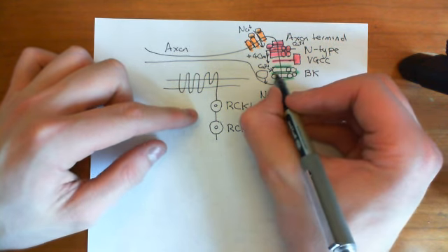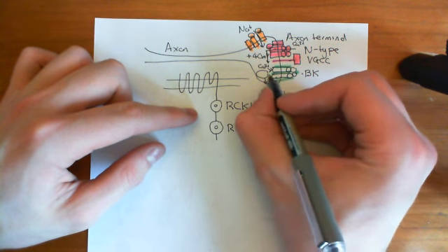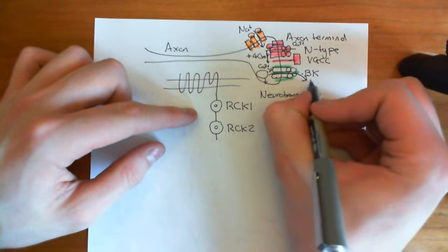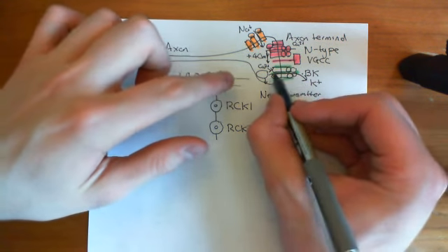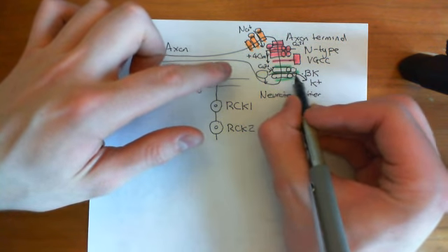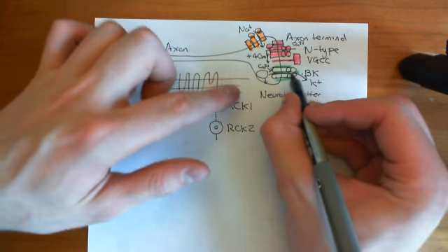So when the BK channel opens, that will allow potassium to leave the cell. So basically, this creates a potassium current leaving the cell.